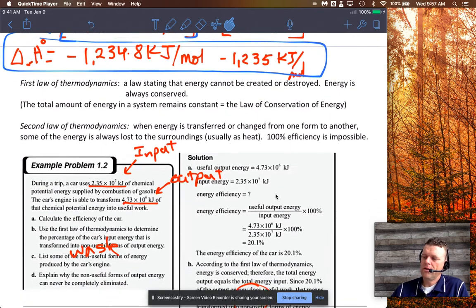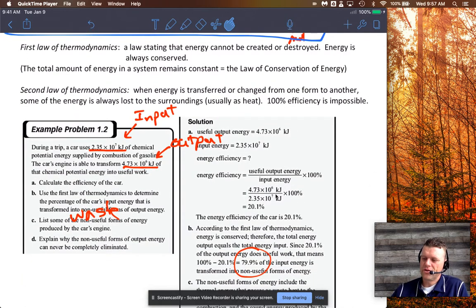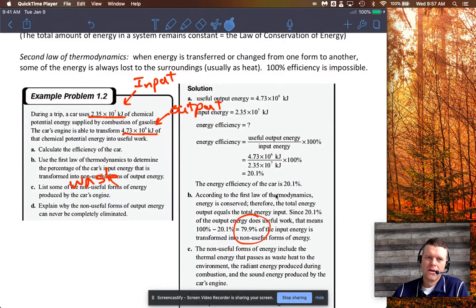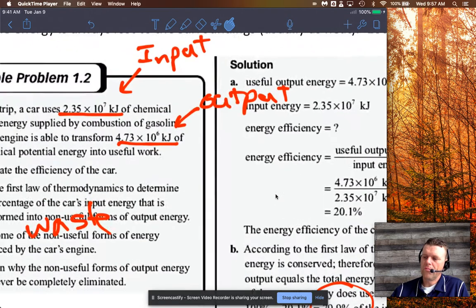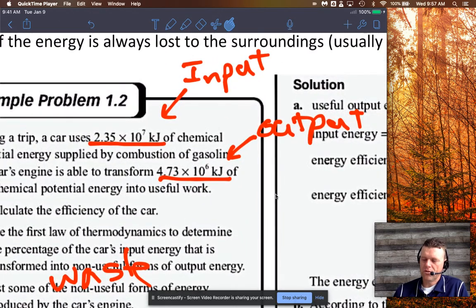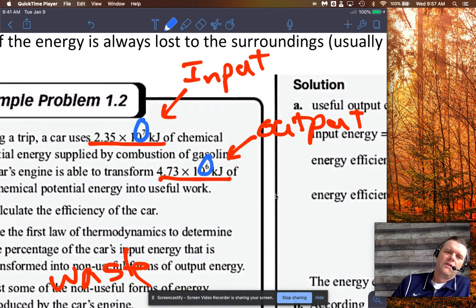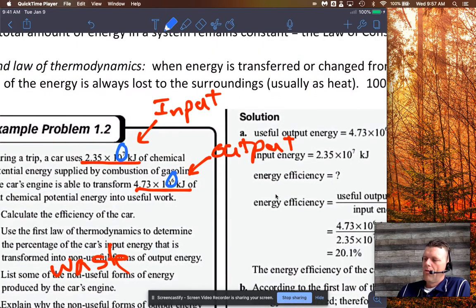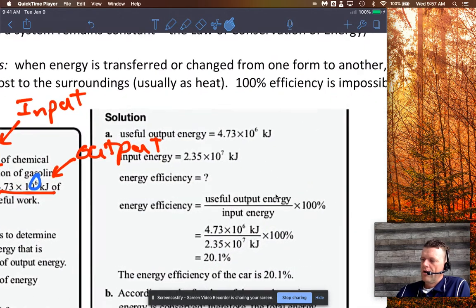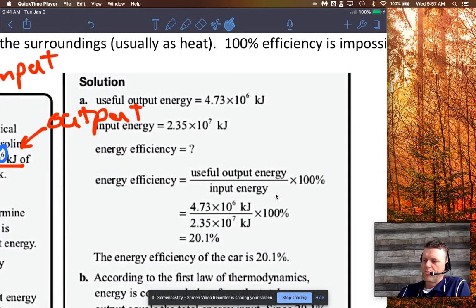I know we've already posted an energy efficiency question from before. Here's another one. If you read a question like this, note the larger number is going to be the input, this 2.35 times 10 to the 7th kilojoules. This is 4.73 times 10 to the 6th. The larger number is input, the smaller number is output. You just go output over input, like it shows over here. And we get 20.1%. Remember, you get a ratio and you have to times it by 100.